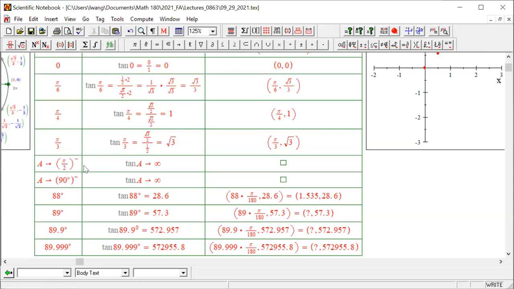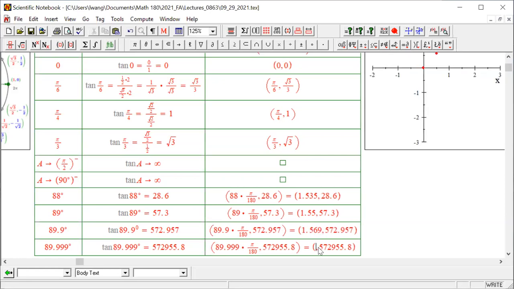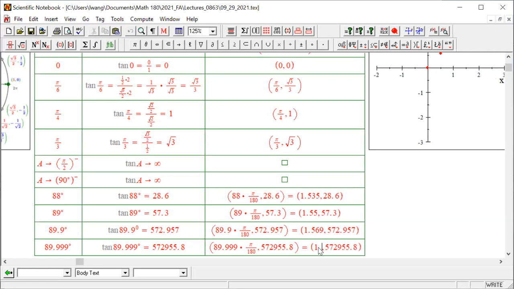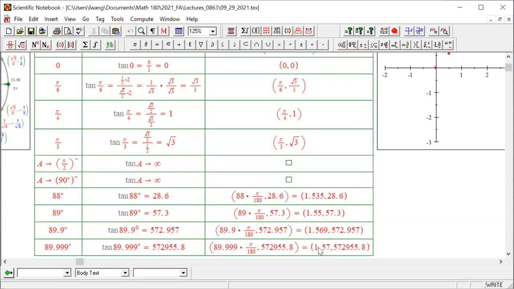So 89 degrees, that radian is 1.55. 89.9, that radian is 1.569. And the next one is what? 1.57. Very close.